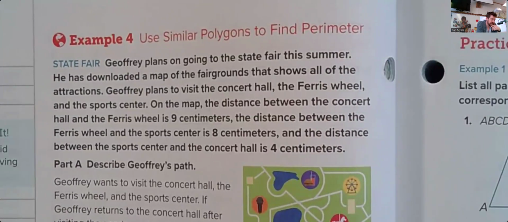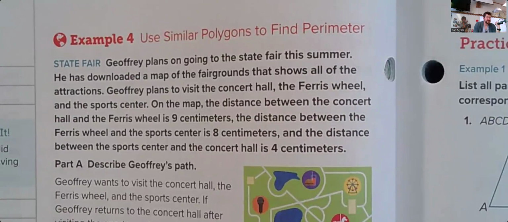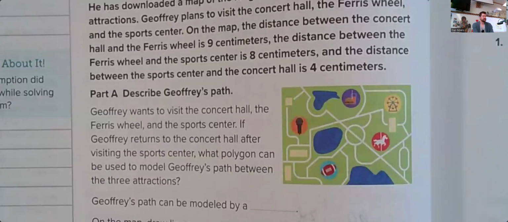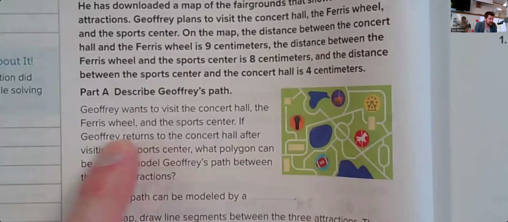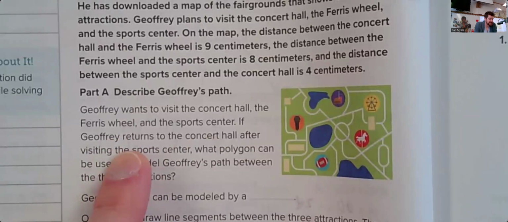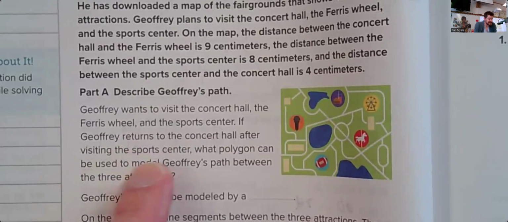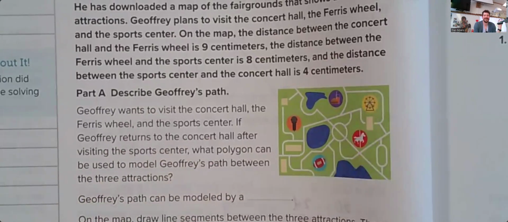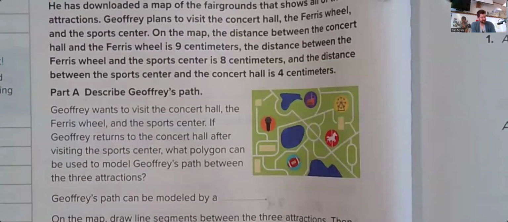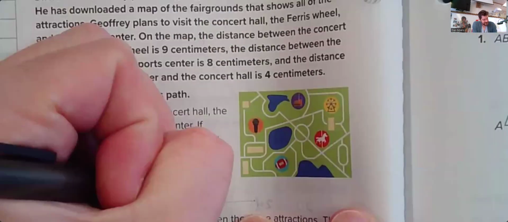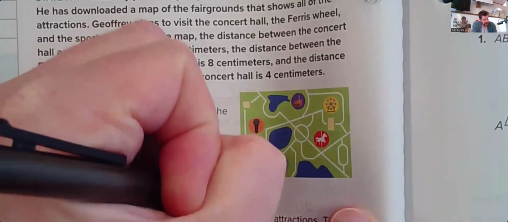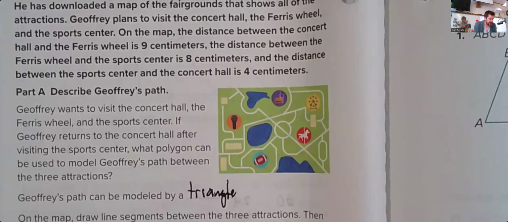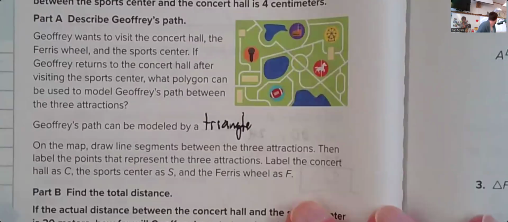Describe Jeffrey's path. Oh, well, there we go. Oops, I didn't even know that was going to be a question. Jeffrey wants to visit the concert hall, Ferris wheel, and the sports center. Jeffrey returns to the concert hall after visiting the sports center. What polygon can be modeled by visiting 3 attractions? Yeah, triangle. In fact, we could even draw that triangle. Oh, well, there you go. Next thing, draw those segments.